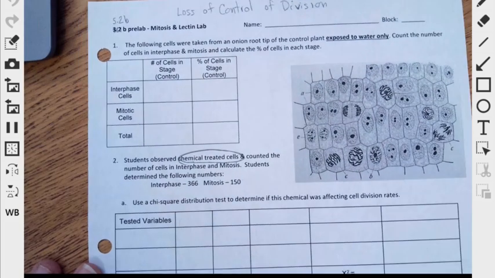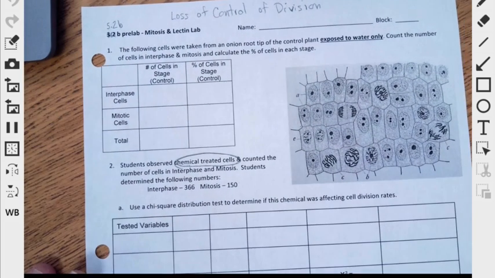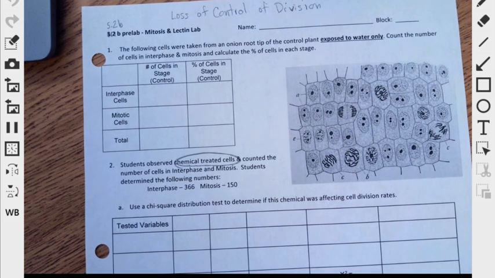Here we go. Let's try this. All right, so 5.2b is we're going to use chi-square to determine if cells are dividing normally. Because remember, what cancer is, is loss of control of cell division. Cells are at an abnormal rate of division.